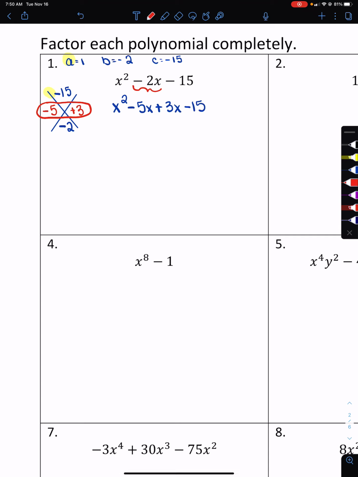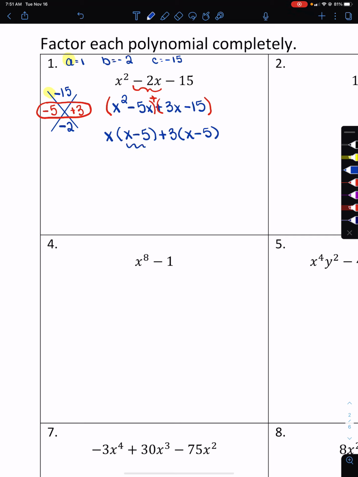Now that we've got 4 terms, we're going to go ahead and factor that by grouping. So I'm going to group together the first 2, group together the last 2. Remember, these 2 pieces are still being added together. There is still an addition sign in the middle of them. All right, so the first 2, what do they have in common? Their GCF is x, and I'm left with x minus 5. And the second group, their GCF is positive 3, and I'm left with x minus 5.